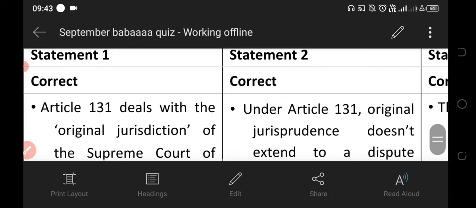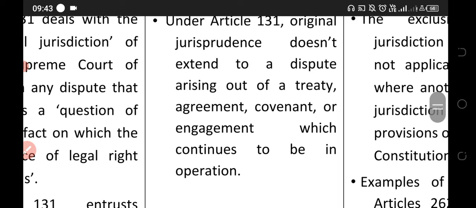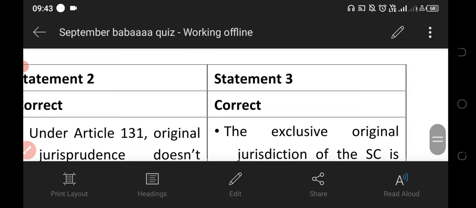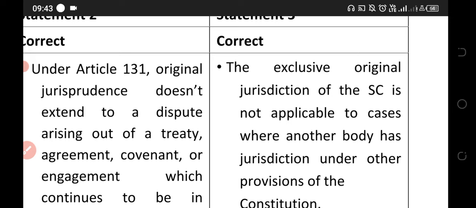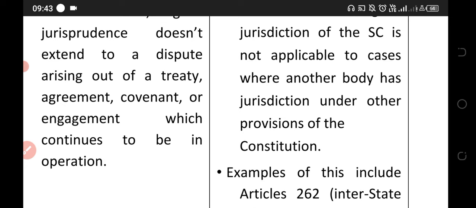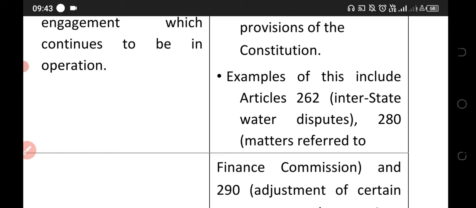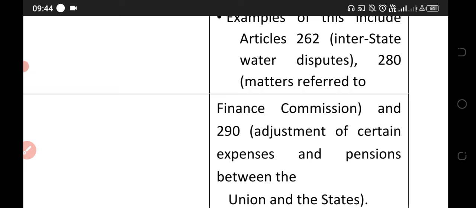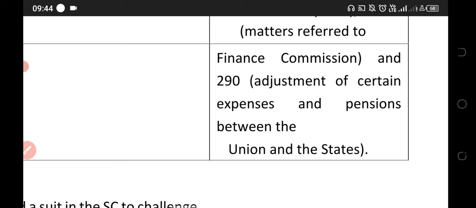Under Article 131, original jurisdiction does not extend to a dispute arising out of a treaty, agreement, covenant or engagement which continues to be in operation. The exclusive original jurisdiction of the Supreme Court is not applicable to cases where another body has jurisdiction under other provisions of the Constitution. Examples include Article 262, interstate water disputes; Article 280, matters referred to a Finance Commission; and Article 290, adjustment of certain expenses and pensions between the union and the states.